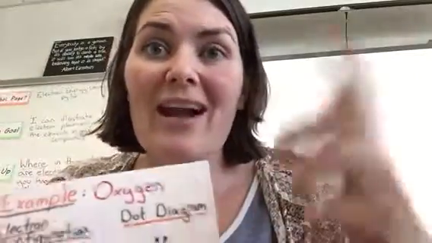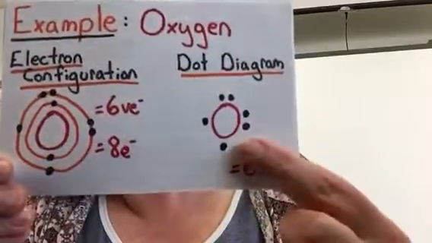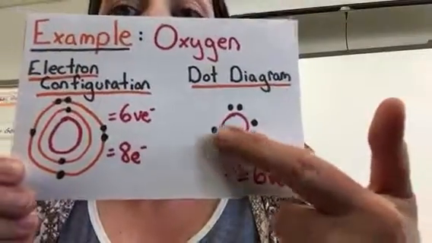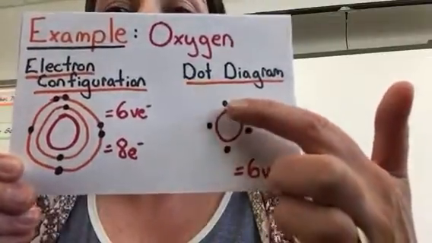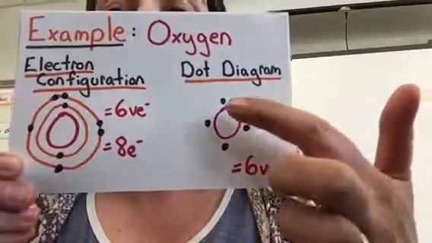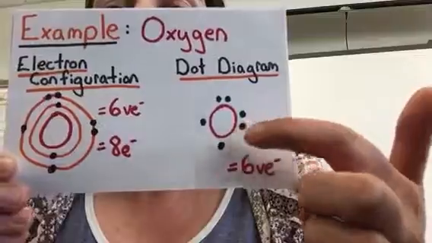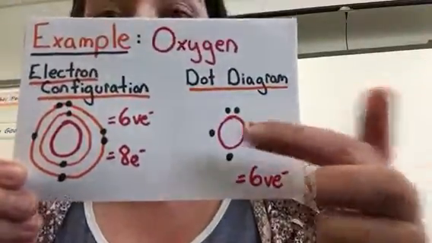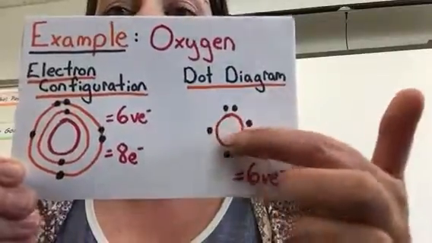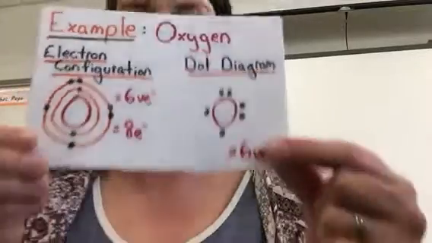Dot diagrams only have valence electrons. You don't show all the other ones. So in oxygen's example, we don't show these first 2. We only show the outside 6. And the way you do it is you put your chemical symbol in the middle. So we have our O. And then you place your valence electrons around one at a time until you have 4 all the way around. And then you go back and add a second one to the areas until you would fill to 8 if this was neon. But this isn't neon, this is oxygen. So we only have 6 valence electrons. So down here I have equals 6 VE negative, 6 valence electrons.